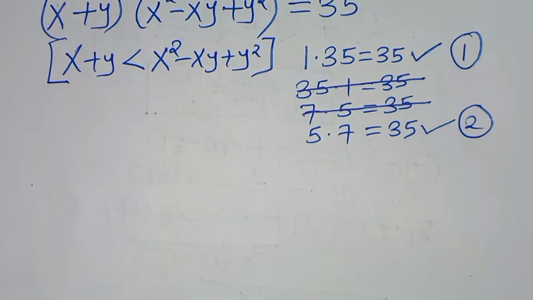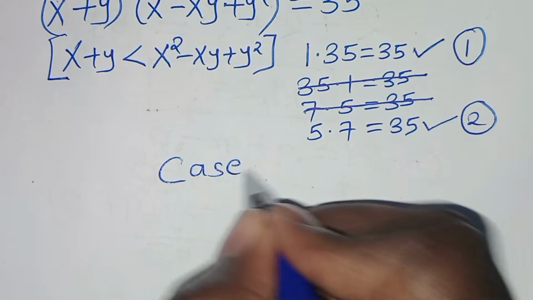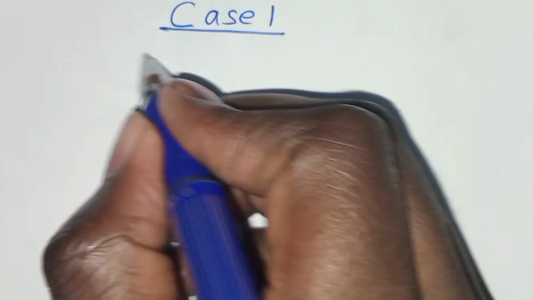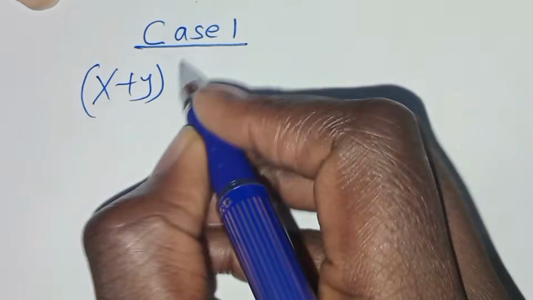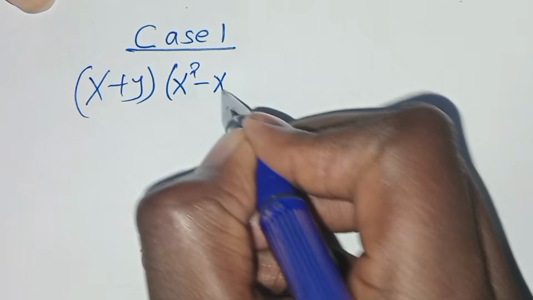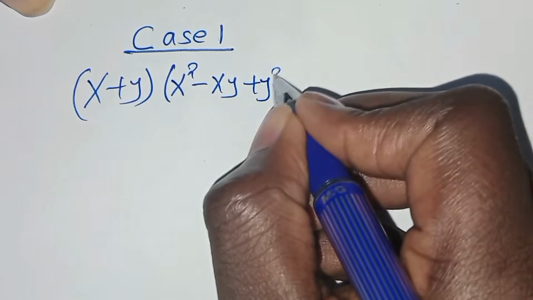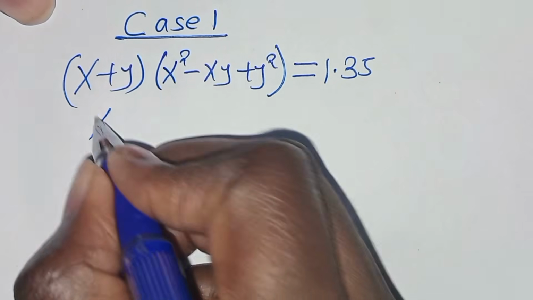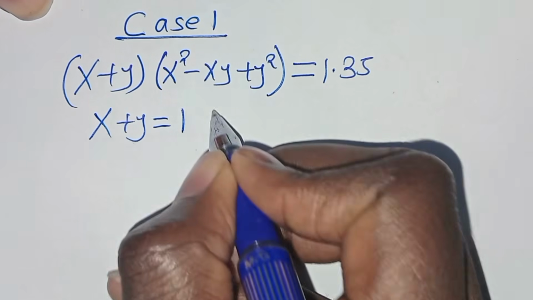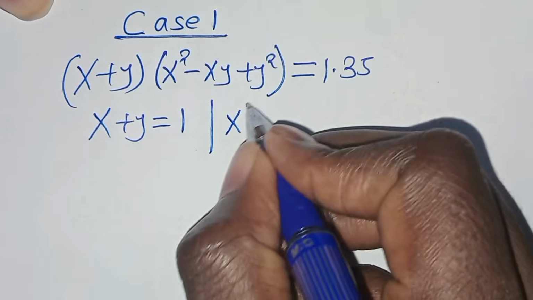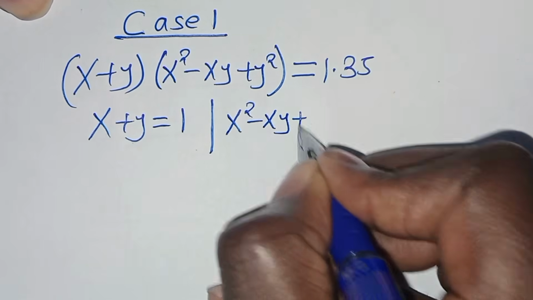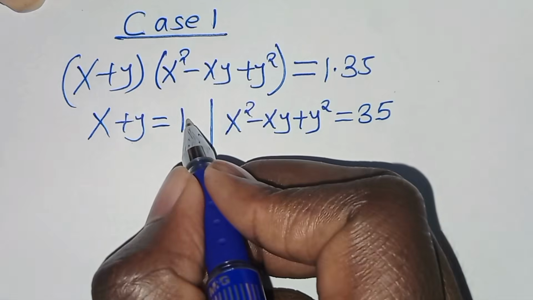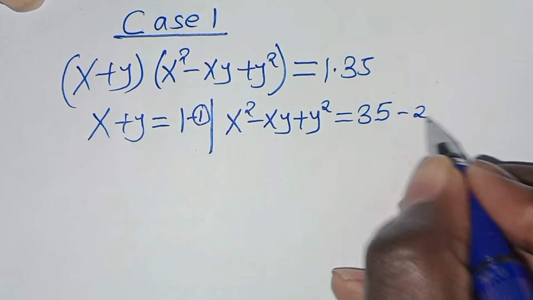So let's start with case 1 from here. Case 1 is x plus y, then we have x squared minus xy plus y squared. This is equal to 1 times 35. So this implies that we have x plus y equal to 1, and here we have x squared minus xy plus y squared equal to 35. We can call this equation 1 and this equation 2.